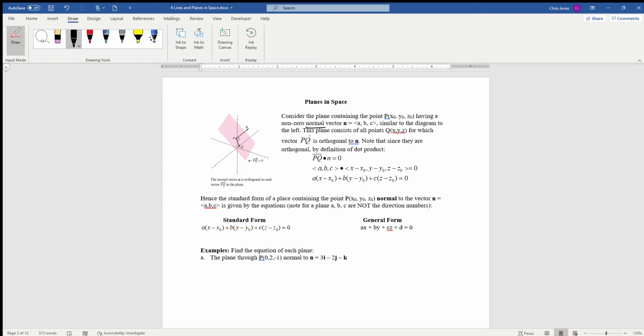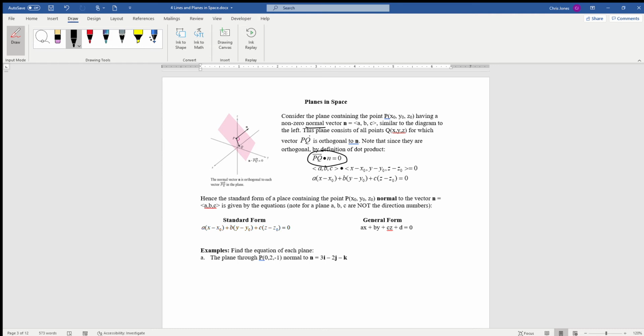So in other words, what we can do is we can create a vector, PQ, and PQ is going to be orthogonal to n, because any vector that's in the plane is going to be orthogonal to n. So we get that PQ dot n is going to be equal to 0, because indeed we know the definition of dot product equals 0 means orthogonal. And so what we can do is we can just take PQ and dot it with n, or in this case I actually took n and dotted it with PQ.